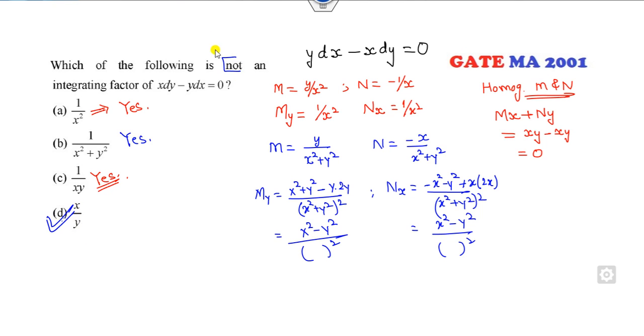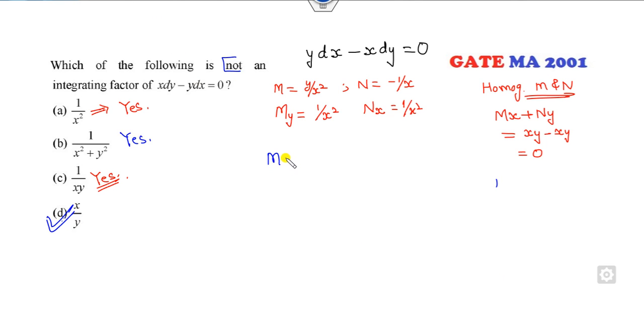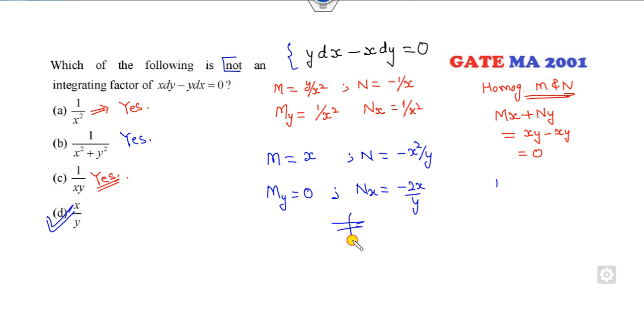You can check also, instead of this, what is my M for this case. If I multiply this by x over y, so x, this is here, N will be minus x square over y. What is the partial derivative of M with respect to y? 0. Partial derivative of this will be, and you can see both are not same. So yes, this is not the integrating factor. So the right answer is only D.